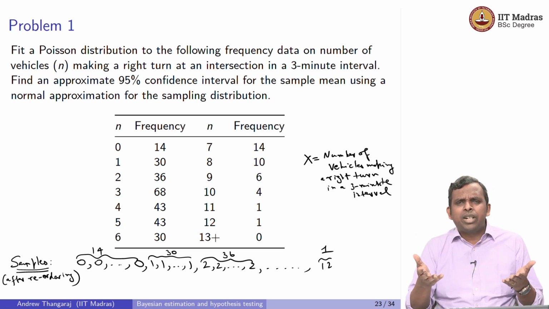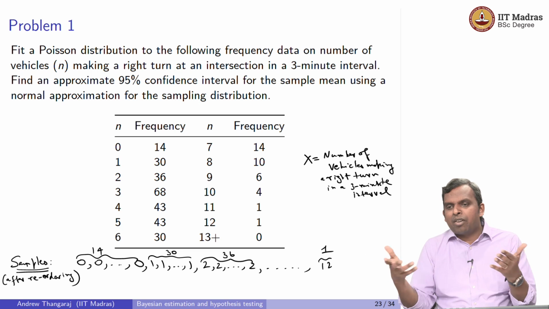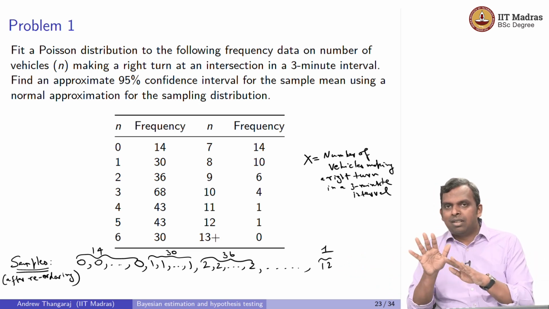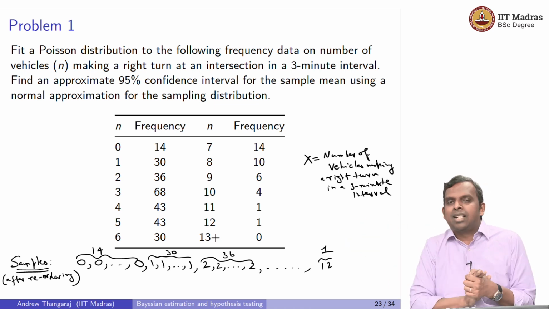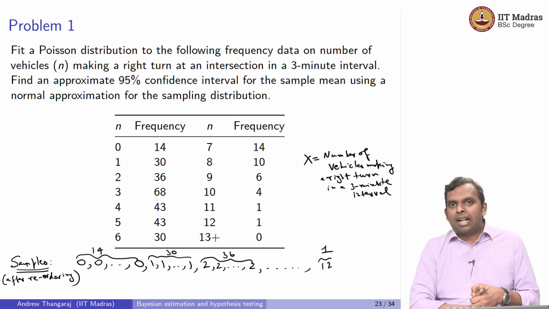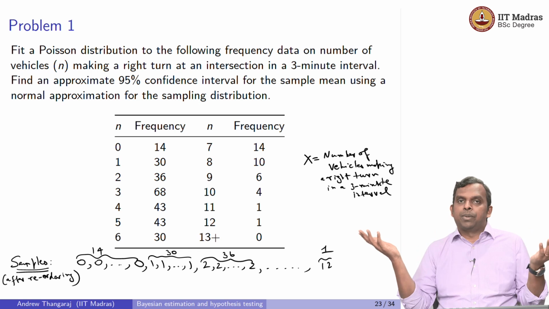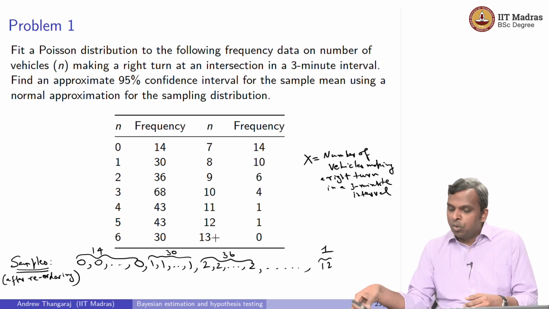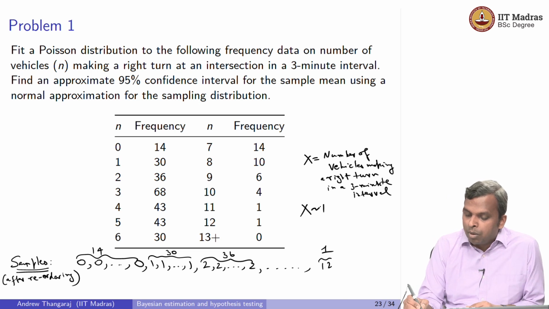Why is this of interest to you? You may generally be interested in the traffic pattern at that intersection. So this is one small random variable that describes one aspect of what happens at that intersection. Over a 3-minute interval, you're going to hypothesize that this x has a certain distribution. In this case, we are trying to fit a Poisson, so we are assuming that x is some Poisson lambda. That's our assumption.